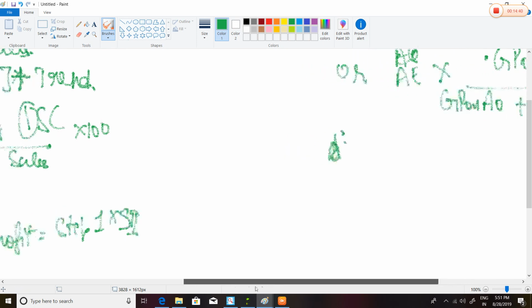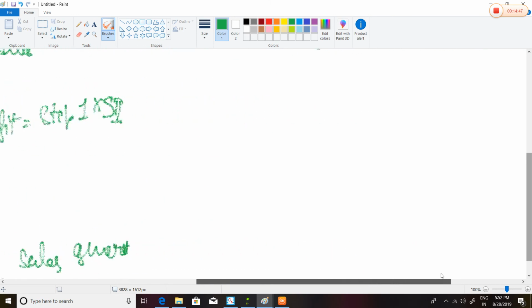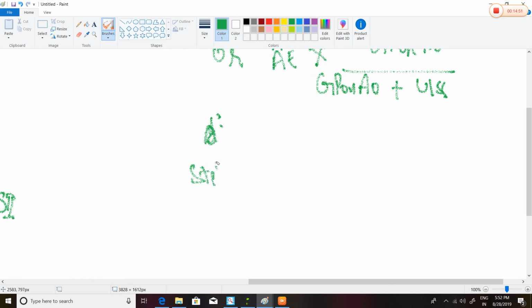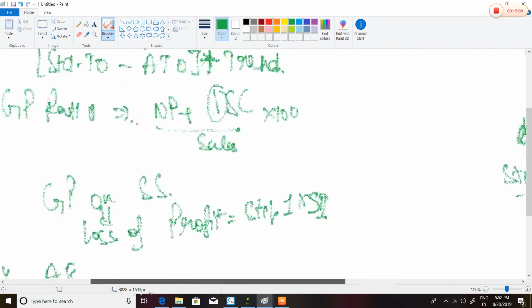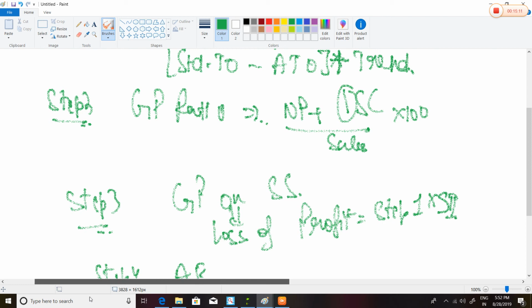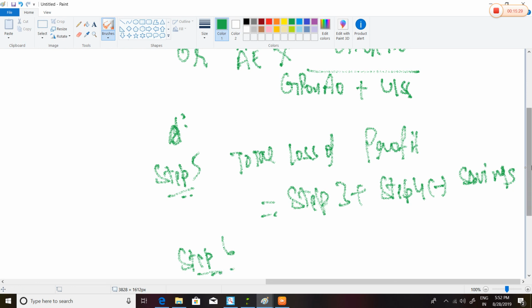Then step 5. It will be total loss of profit, equal to step 3 plus step 4 minus savings, if any, made by the organization. Step 6, now it's the last step.